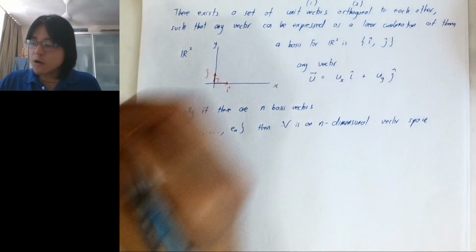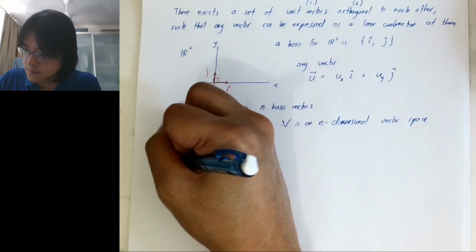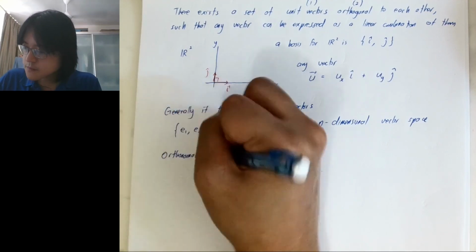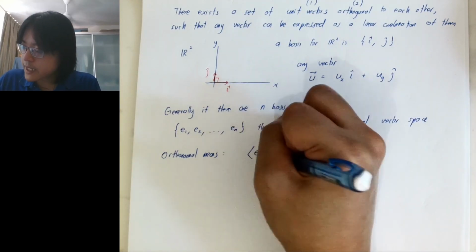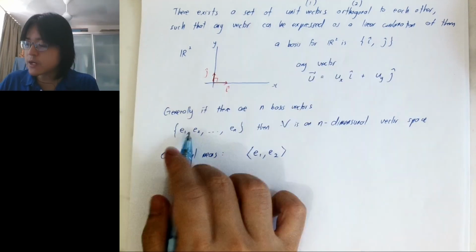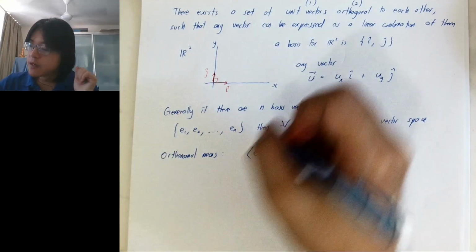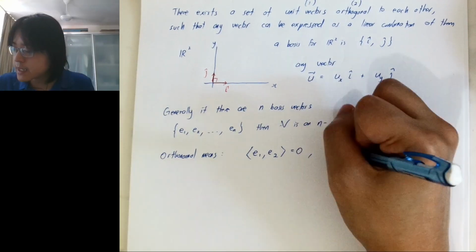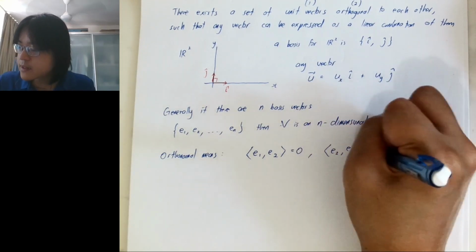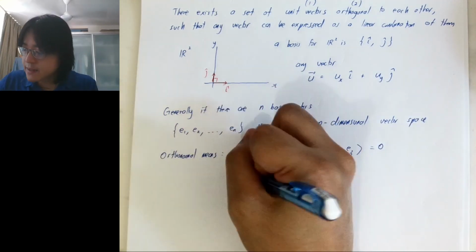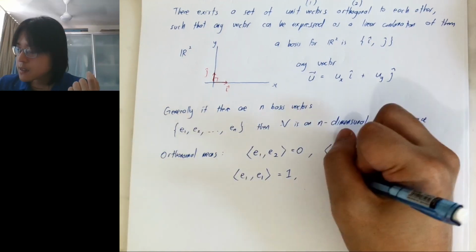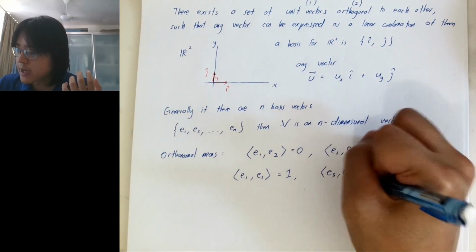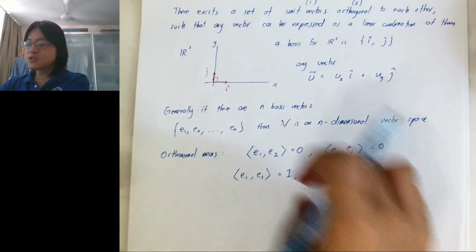Orthonormal means that if I take e1 and e2, they are perpendicular to each other, so e1 dot e2 must be 0, and similarly e2 dot e3 is 0. But if I take e1 dot e1, the vector times itself has length 1, so it equals 1. And any number like e5 dot e5 is also 1. So there are so many combinations.